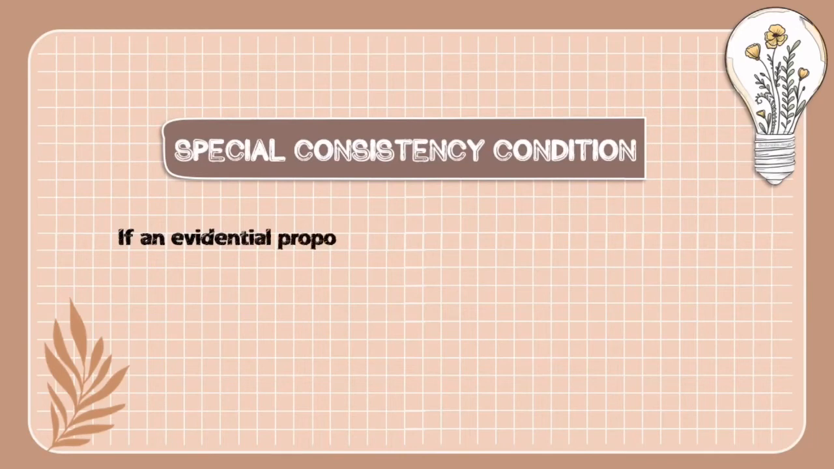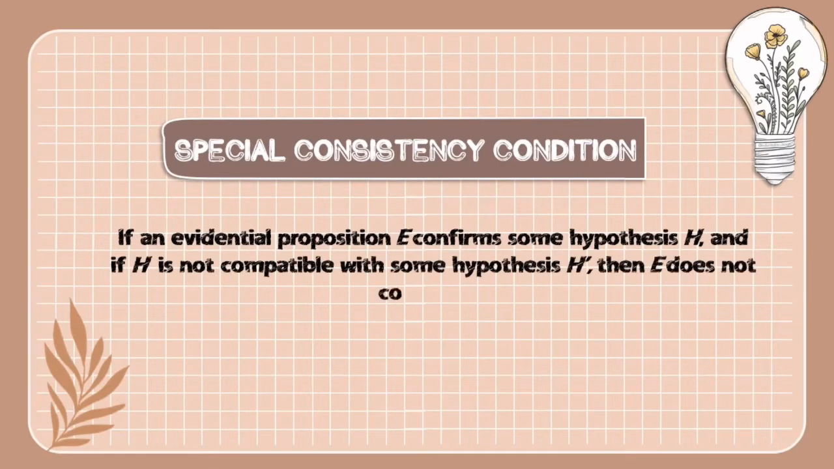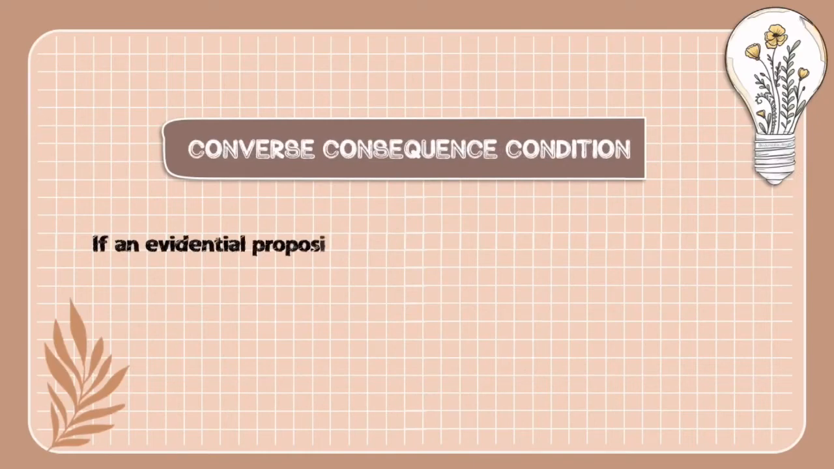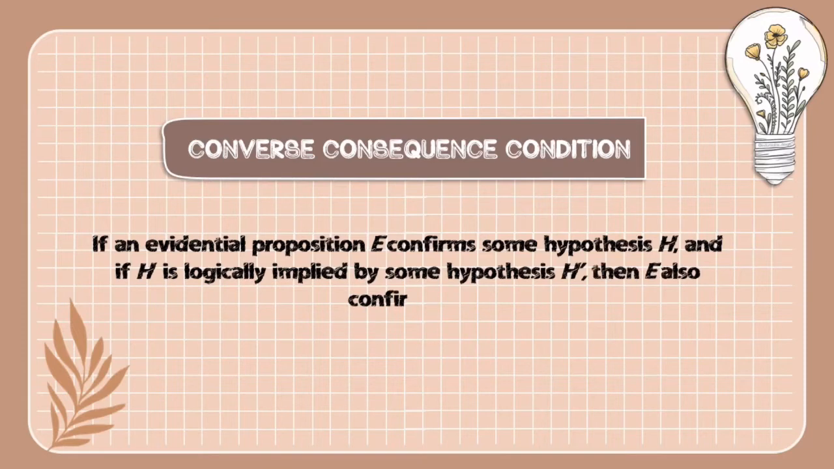Special consistency condition: if an evidential proposition E confirms some hypothesis H, and if H is not compatible with some hypothesis H prime, then E does not confirm H prime. Lastly, conserved consequence condition: if an evidential proposition E confirms some hypothesis H, and if H is logically implied by some hypothesis H prime, then E also confirms H prime.